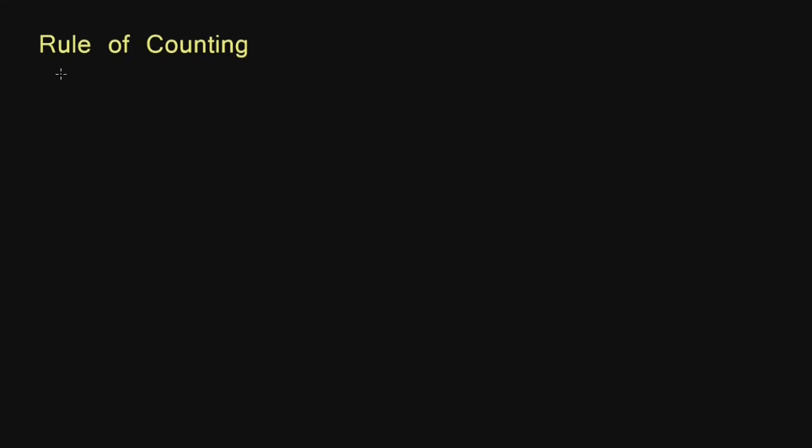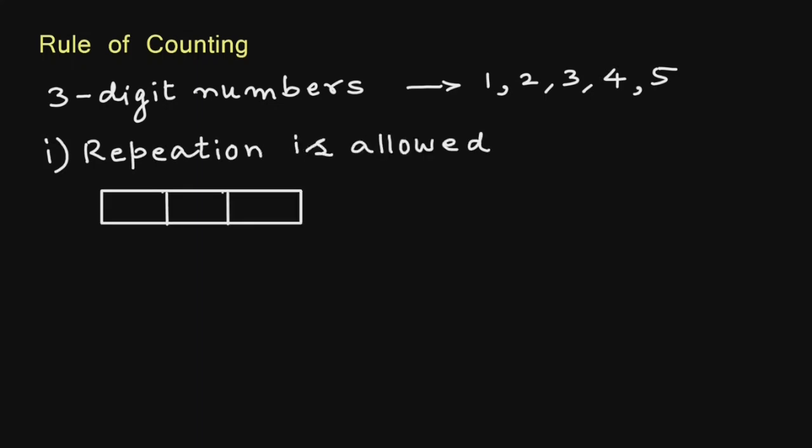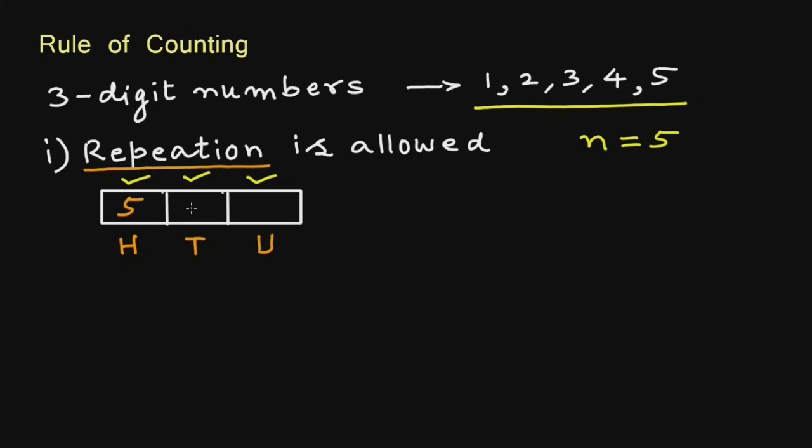Let us find out how many three-digit numbers can be formed from the digits 1, 2, 3, 4 and 5 if the repetition of the digits is allowed. For forming three-digit numbers, we have to fill these three places from these 5 numbers given. In this case, the number of digits given, n, is 5. Now this hundreds place can be filled in 5 different ways. And since repetition of digits is allowed, this second place can also be filled in 5 different ways, and so the third place in 5 different ways.